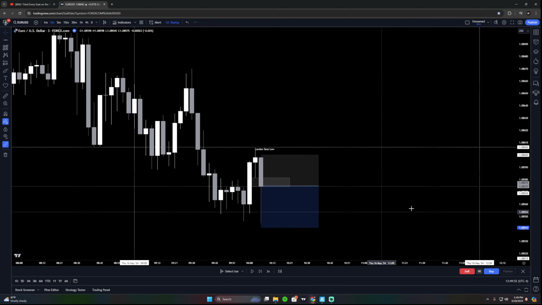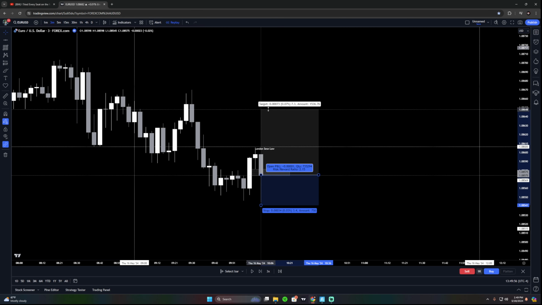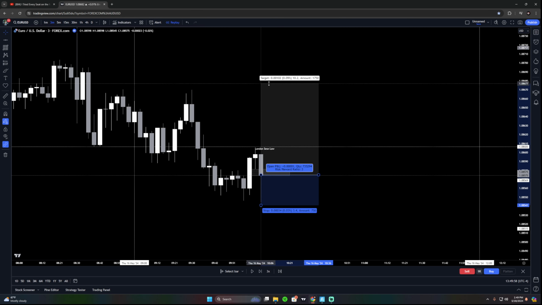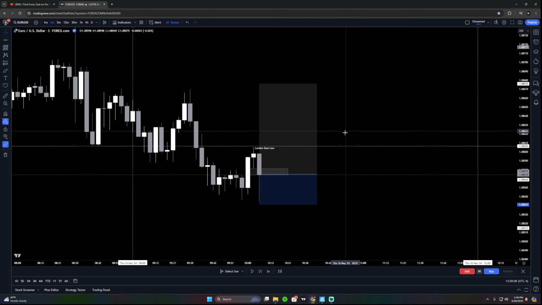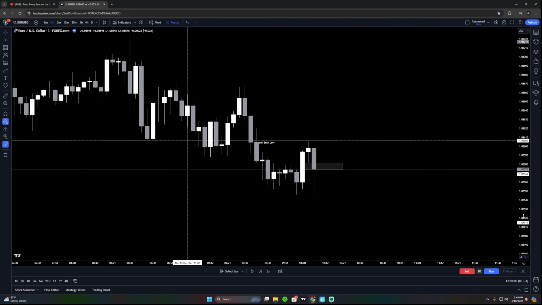You place your stop loss below it. Calculate 1% of your account here, and set this to 1 to 3. Okay. But right now we're just going to focus on the fair value gaps. So, yes, that's what a fair value gap is.